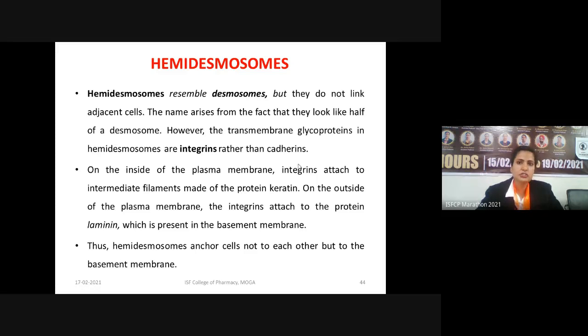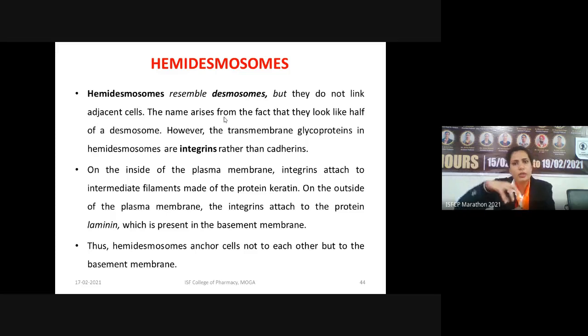What is the basement membrane? In my next session, we will be studying in detail about the tissues. So what are tissues? These are groups of cells. The groups of cells that are tissues are held together by a basement membrane. Firstly, the basement membrane is present, and on that, the various different cells are present.